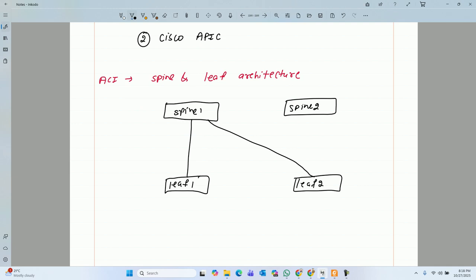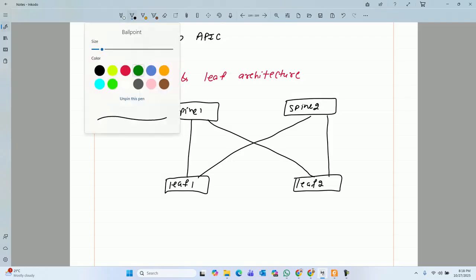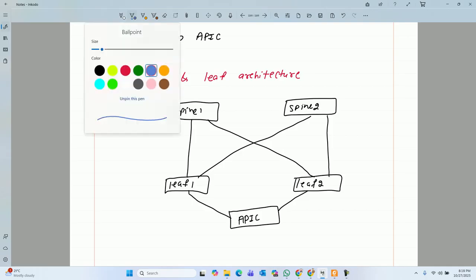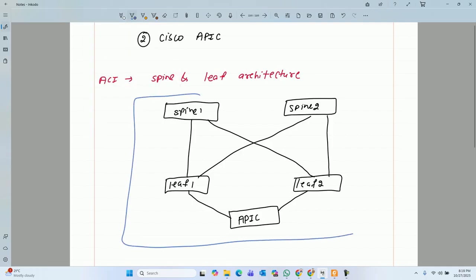Now the leaf switches are connected to the spine switches, and the spine switches are connected to the leaf switches. But leaf to leaf and spine to spine connectivity is not allowed. Then the controller known as APIC, Application Policy Infrastructure Controller. This APIC is connected to the leaf switches. This is the connectivity we have in ACI, and this is known as ACI fabric.